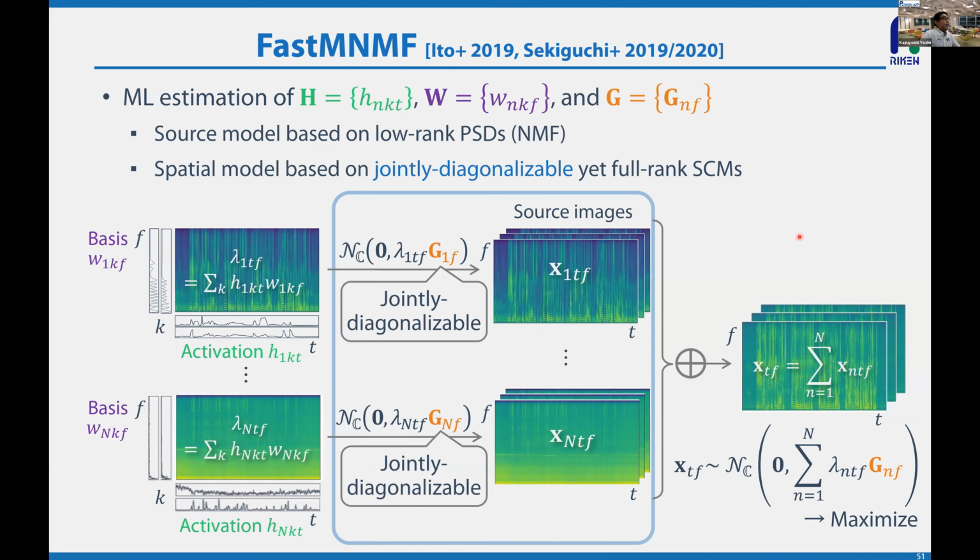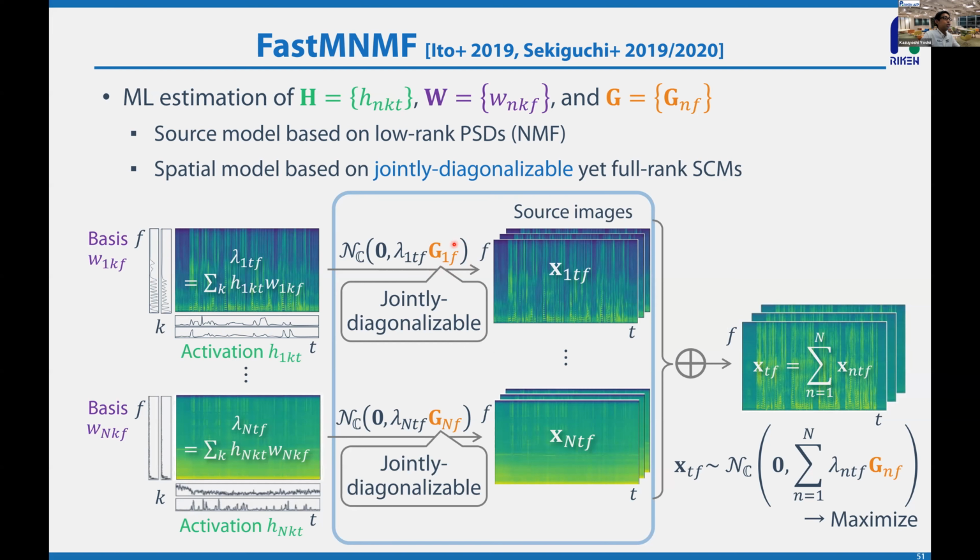And recently, FastMNMF was proposed. This is the state-of-the-art method in the thread of BSS research. In this method, the source model itself is the same as multi-channel NMF or ILRMA. Here, the constraint on spatial covariance matrices is different.